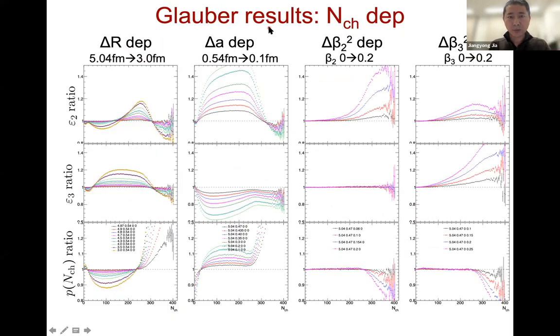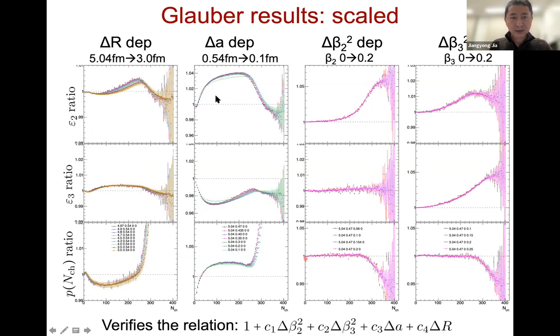First, I use a global model. I vary the radius in a very big range, and vary the diffuseness from large diffuseness, large surface, to almost zero surface, right? I also vary beta two and beta three in some range. What I see is that if I take the ratio of epsilon two, of course, it depends very strongly on the nuclear structure input. The same is true for epsilon three and also for the charged particle multiplicity. But what is interesting is that if I scale them down to the same value, you can see they almost fall on top of the same curve, right? There are some deviations when the departure is very large, but more or less they fall on the same curve. So this really verifies this relationship, okay?